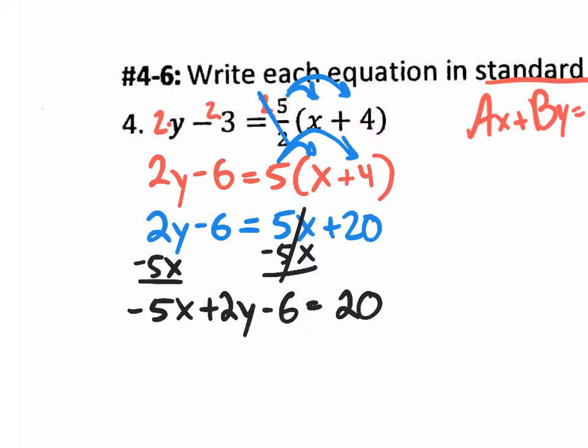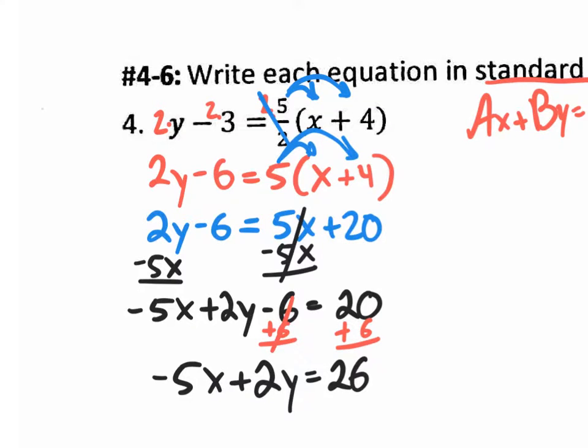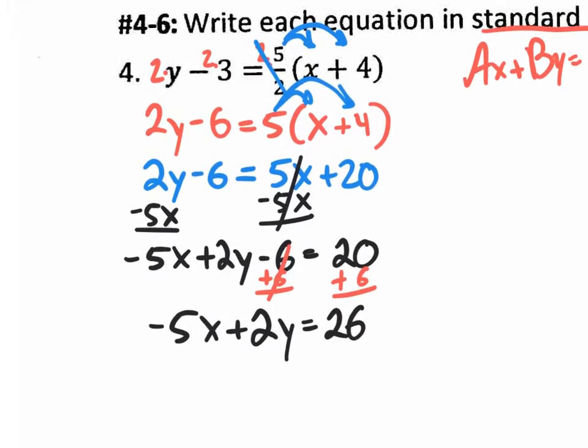Add 6 to both sides. Plus 6, and we will have negative 5x plus 2y equals 26. Now, if you see that answer and you bubble it in, you're probably going to get it wrong, because there's going to be another answer that has the a value as a positive value.